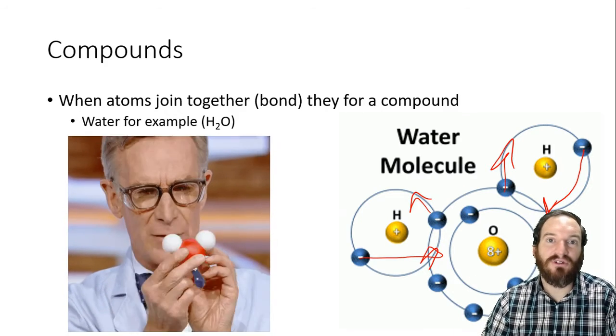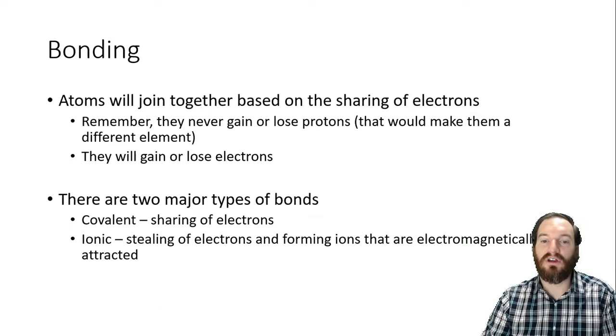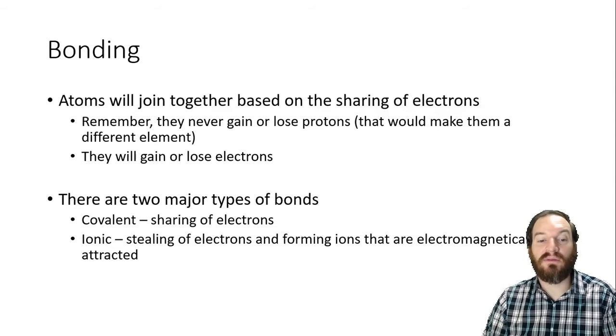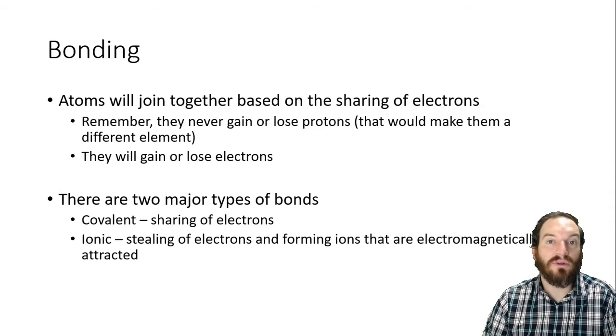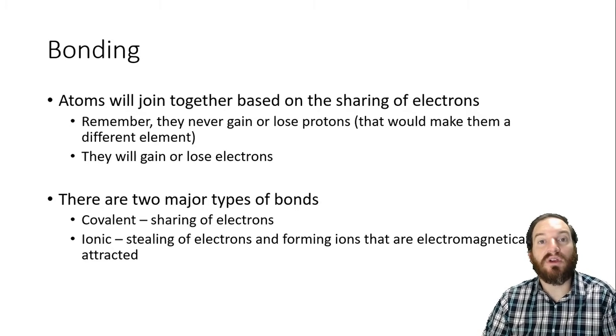I know I spent a lot of time talking to you about just this very, very simple water molecule, but let's go into talking specifically about bonds. So there's two major types of bonds. And the big deal with the bonds is that they're gaining or losing electrons or they're sharing electrons. Those are the big two. They never gain or lose protons. Make sure you understand that. They never gain or lose protons. That would make them a completely different atom. But they will gain or lose electrons to fill out that valence shell.